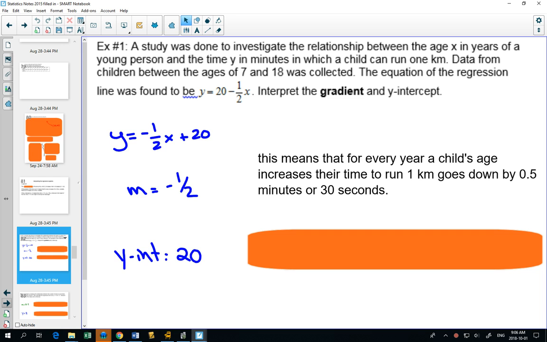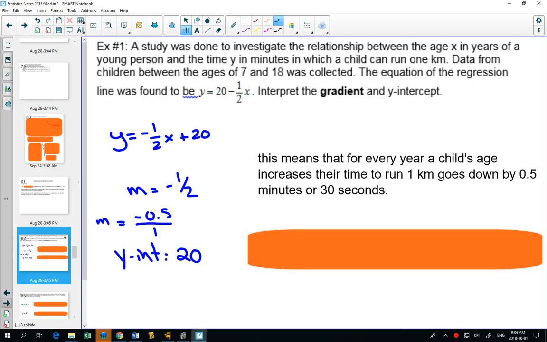Now that was me using -0.5 as -0.5 over 1. You could have said the same thing by saying this means that for every year the child's age increases by 2 years, their time to run 1 kilometer goes down by 1 minute. But when talking about interpreting it, it's nice to go in increments of 1 along your x-axis and then talk about how the y value changes.